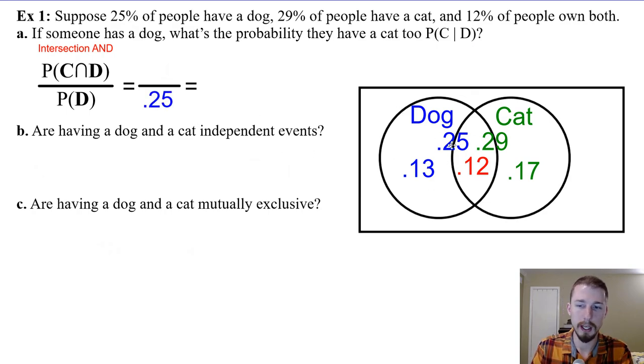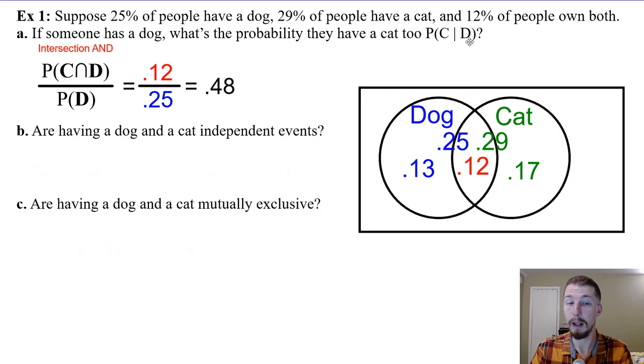Well, what percent had dogs? That was 25%. You can see the marginal distribution that's straddling the line. And out of those, it looks like 12%. So we're looking at 12 out of 25%, which would be a total of 48%. So if you have a dog, the probability you have a cat as well is 48%.